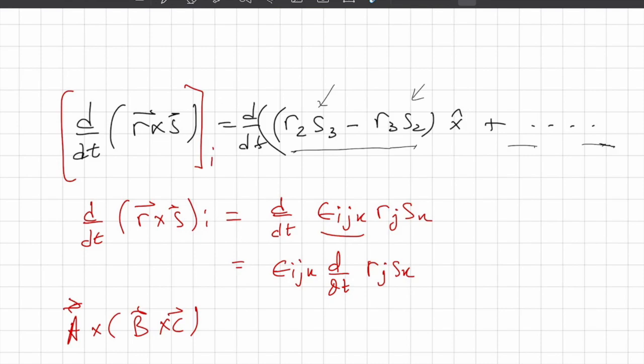Are you guys following that at all? Like, this product rule is going to be a lot easier to do, right? That's going to be epsilon ijk dr_j/dt times s_k plus epsilon ijk r_j ds_k/dt, right? And that's a much simpler thing to begin evaluating.